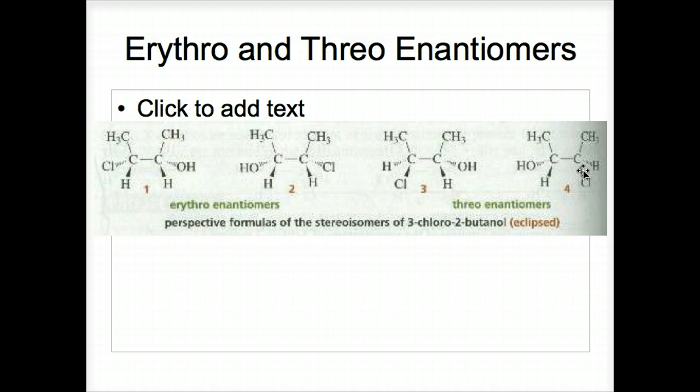As you can see, those with similar groups on the same side of the carbon chain are erythro enantiomers. Or you may see 2 hydrogens coming out towards us, as in this display here. Those with similar groups on opposite sides are called threo, as you can see in this display. 1 hydrogen towards us and the other away from us also is a way of looking at it.